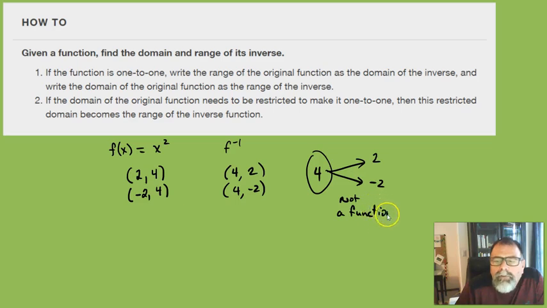But if we restrict the domain so that x has to be greater than or equal to 0, then negative 2 is not in the function. And then when we do the inverse function, this one gets thrown out, so now there's only one answer. Okay?